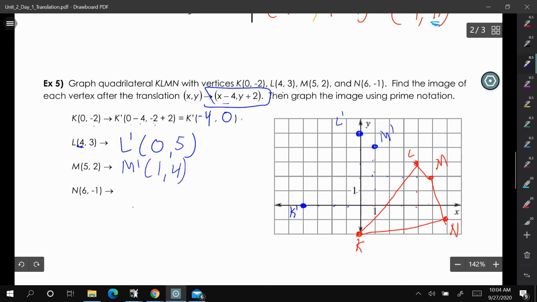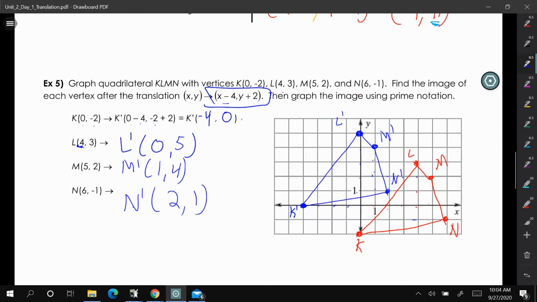So, like I said, you can do it either way. Just make sure you are writing down the point. And then for N prime is going to be 2, comma, positive 1. 2, comma, positive 1 right here. So here's N prime. And there's our translated figure.